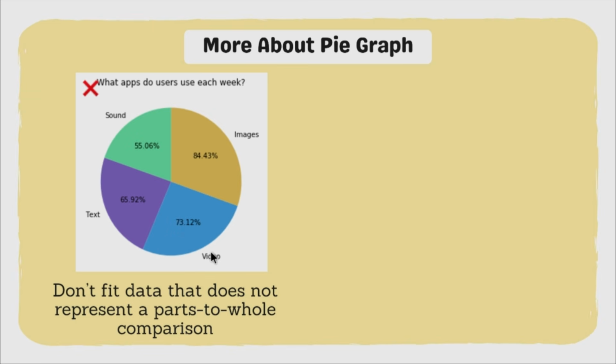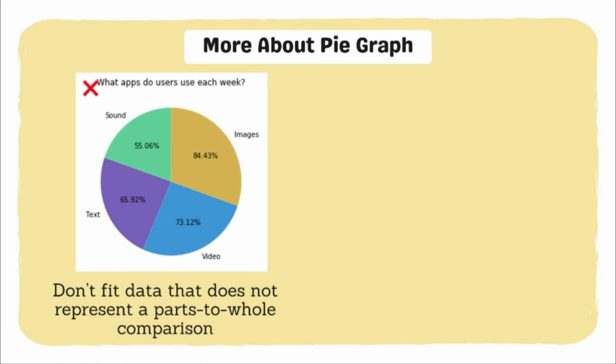What else? Here, don't fit data that does not represent a parts-to-whole comparison. Katulad po nito. What apps do users use each week? Okay, we have sound, images, video, text, and if we're going to combine all this, magiging higit na po siya sa 100%. Bakit? Because if we are using one app sa isang linggo, we can actually use another one simultaneously, no? So hindi po siya pwedeng gawing pie graph kasi sabay po yan, no? And magiging more than 100% na po yung ating value.